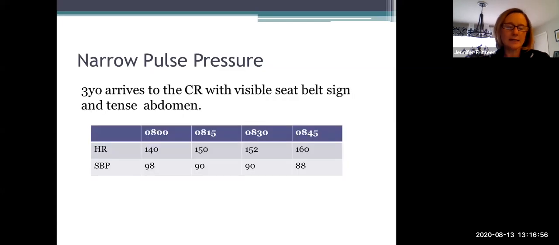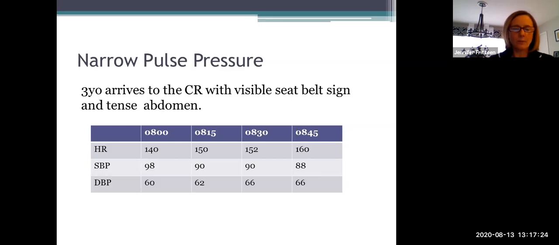And so an example of this: I have a 3-year-old who comes to our code room with visible seatbelt signs on the abdomen. So if I put him on the monitor, we get some blood pressure, heart rate. Obviously for a 3-year-old, this kid is tachycardic, and you can see he gets more and more tachycardic over the 45 minutes that we're looking at him. And if I do a blood pressure every 15 minutes, his systolic blood pressure actually looks decent. I'm not unhappy with it. Now, if I put my diastolics up there, again, these are not blood pressures I am unhappy with. It's not a blood pressure where I would call a physician or I'd be panicking and want to get fluid just based on these numbers.